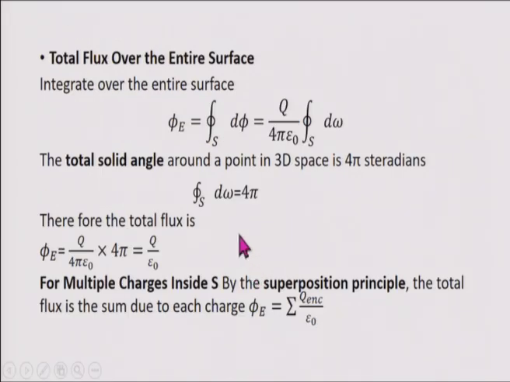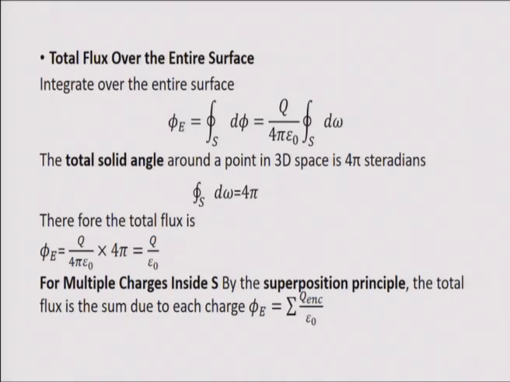Therefore, the total flux for the entire surface is phi E equals the surface integral of d phi, which we can write as q by 4 pi epsilon naught times the surface integral of d omega. Here d omega is the solid angle, whose total value is 4 pi. Substituting, we get the total flux phi equals q by 4 pi epsilon naught times 4 pi, which is q by epsilon naught, known as the Gauss theorem.